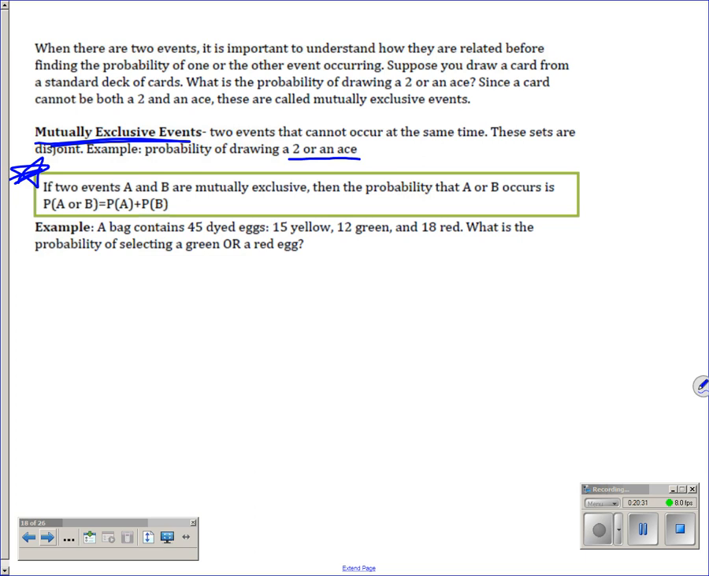And we'll talk about how to take care of those in a second. Okay? Right now, we're just focusing on mutually exclusive. All you have to do is just add the two probabilities together. If they're mutually exclusive, just add them together. That's it. So look at this example.